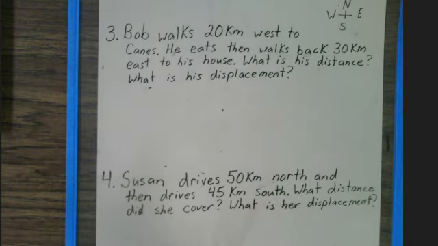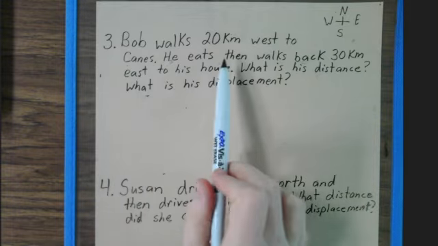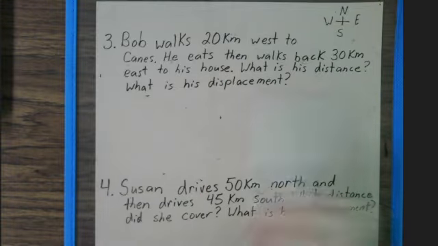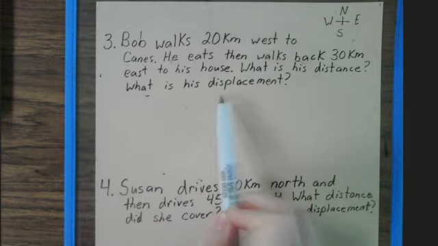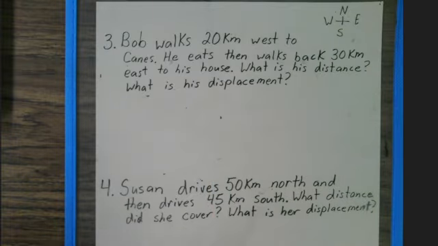Now we're going to run into some word problems. On this one, I went ahead and put a compass up at the top because I find actually drawing it helps me to visualize what I'm doing. Bob walks 20 kilometers west to Canes. He eats and then walks back 30 kilometers east to his house. What is his distance and what is his displacement? We're going to first start off with distance. Well, first we're going to draw a picture.